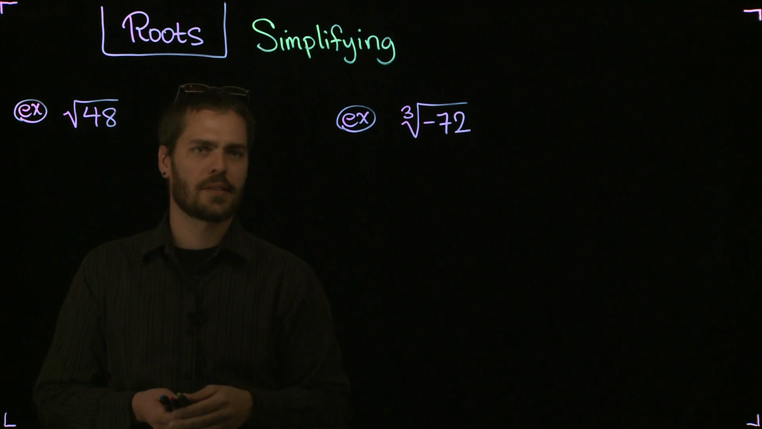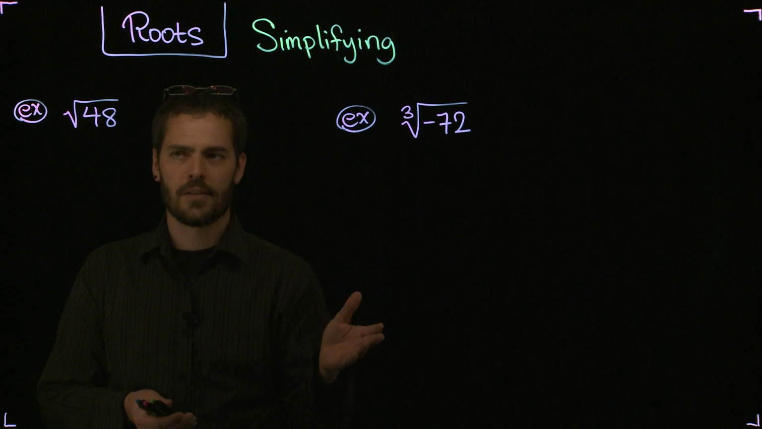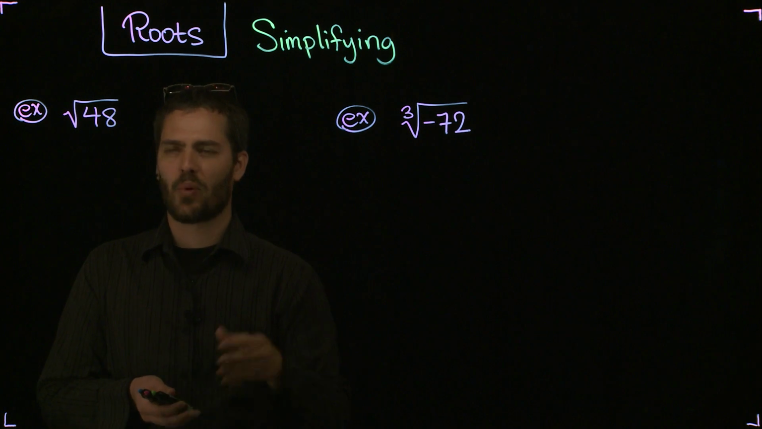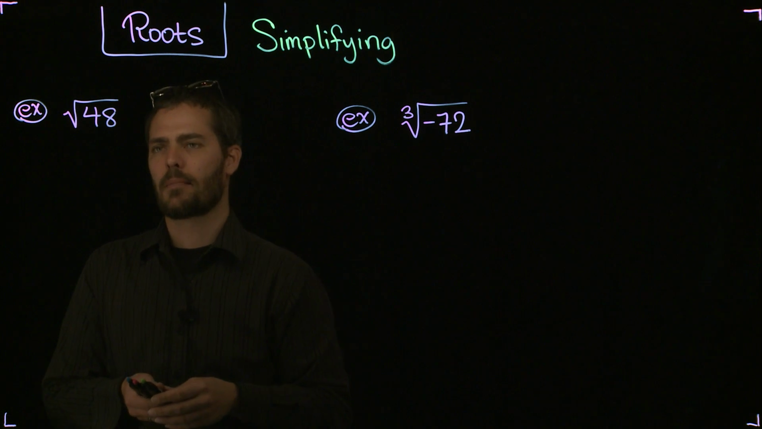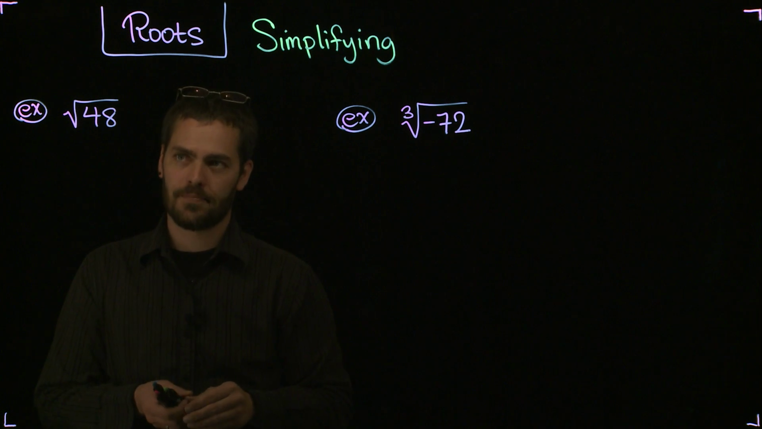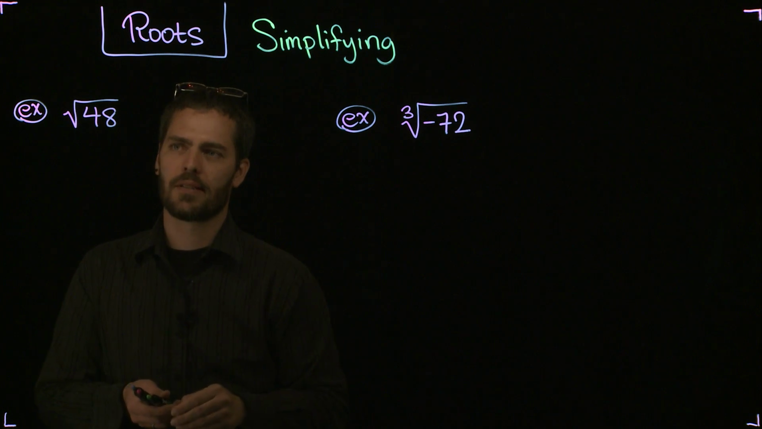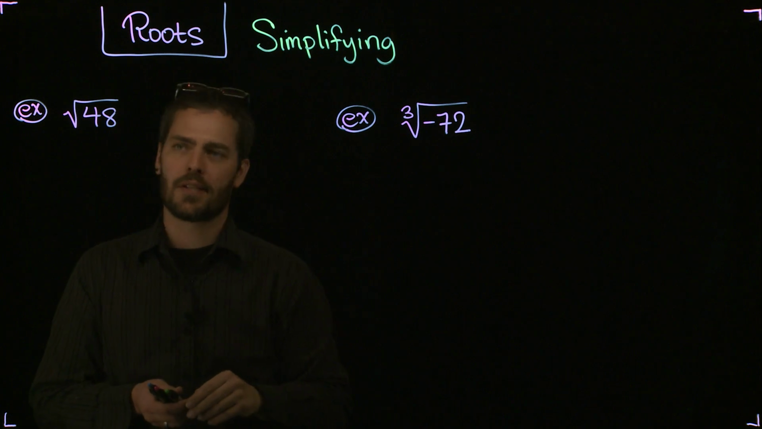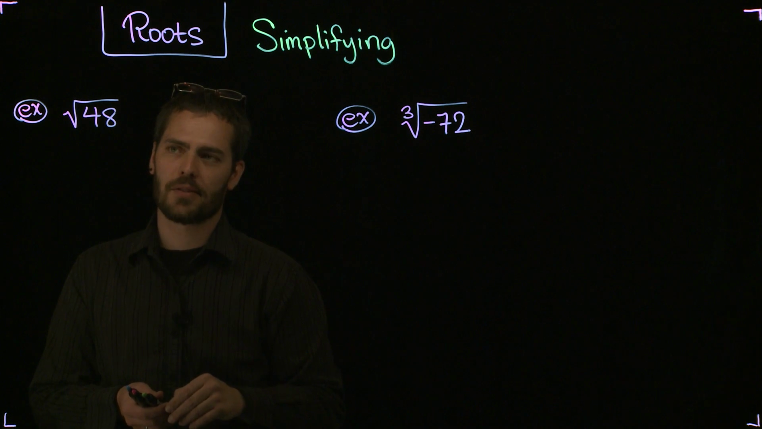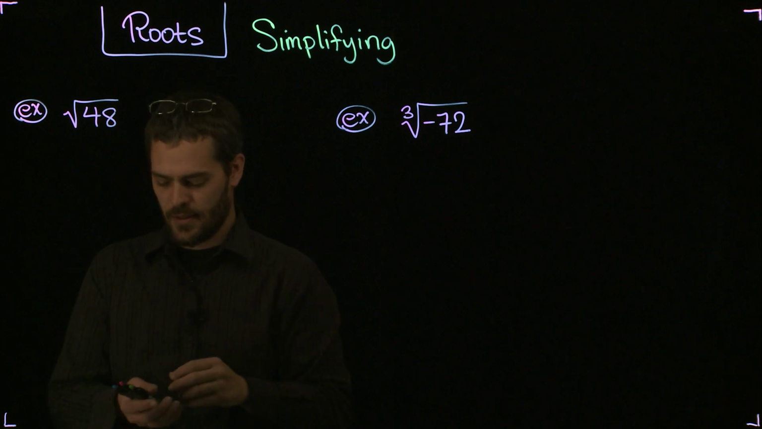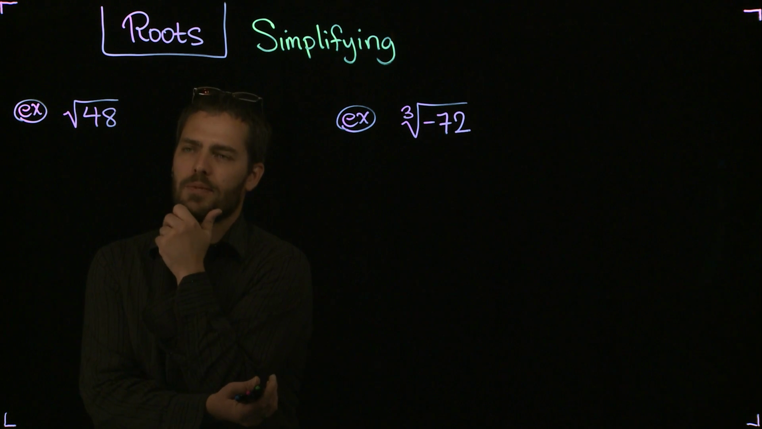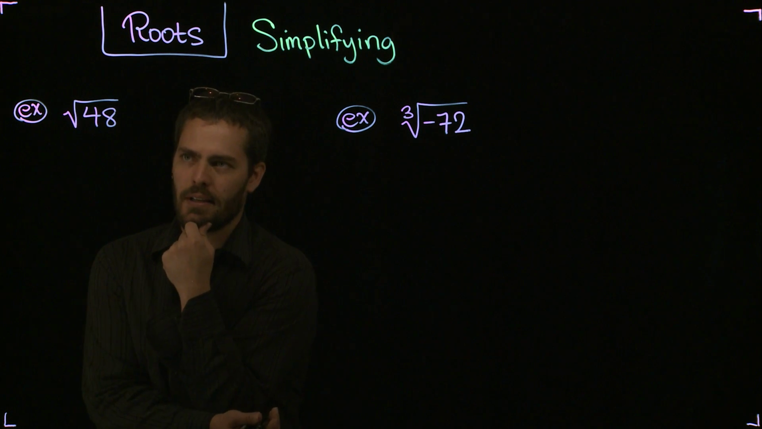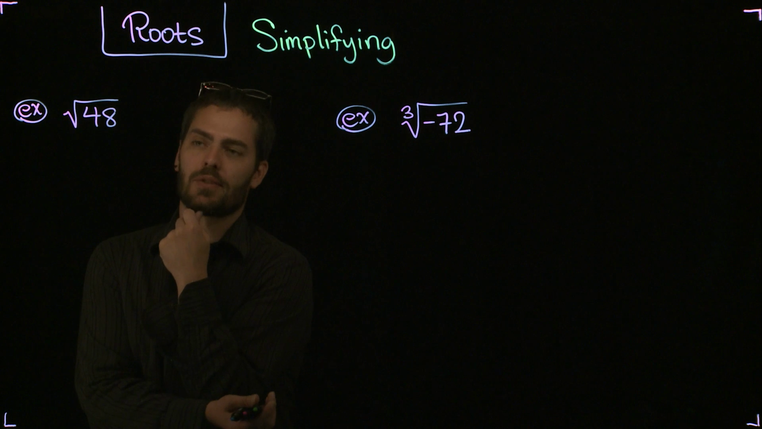6 times 6 is 36, 7 times 7 is 49. So it's pretty close to 7, but not quite, if I were to approximate it. 6 point something, very close to 7. Okay. But if I want the simplified exact form, then what I want to do is represent this as a product such that one or more of the factors are perfect squares. So let me do that.